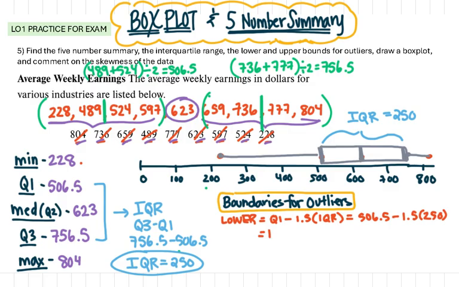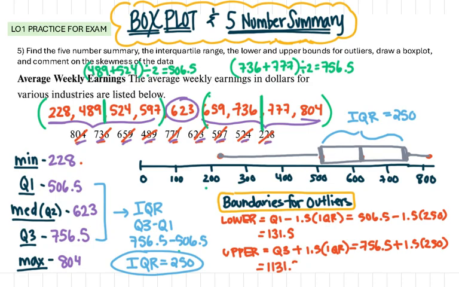So when I calculate that, the lower bound is 131.5, meaning if I have any scores below 131.5, they would be called outliers. And let's go ahead and calculate the upper bound for the outliers. Similar, you take Q3 and you add 1.5 times the interquartile range. So in this case, that's 756.5 plus 1.5 times 250, and we would get 1131.5. So if there's any score above 1131.5, that would be considered an outlier.